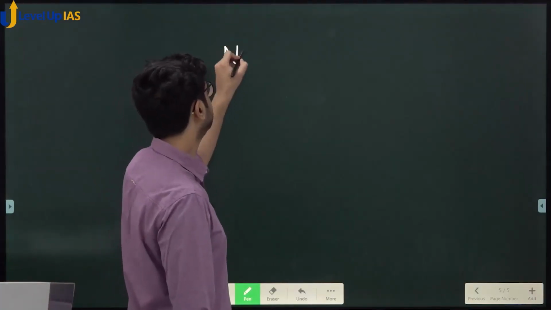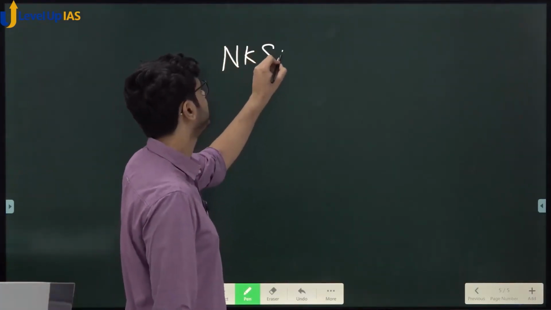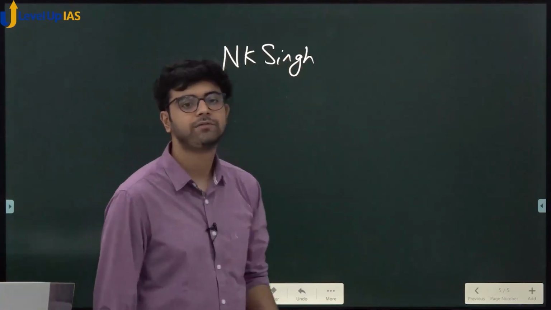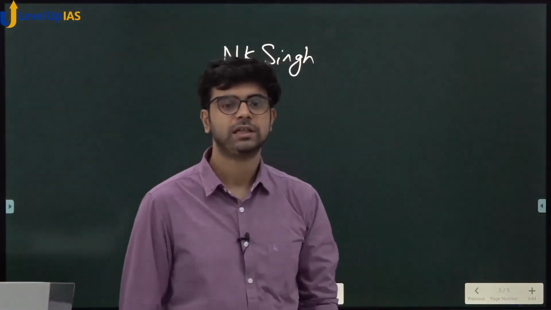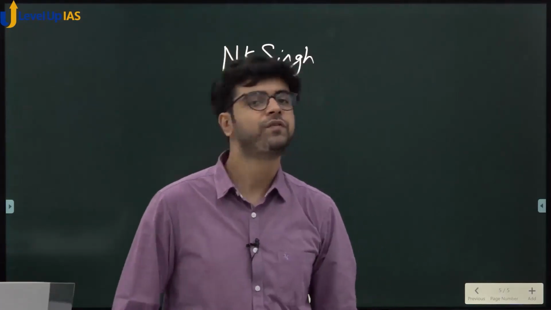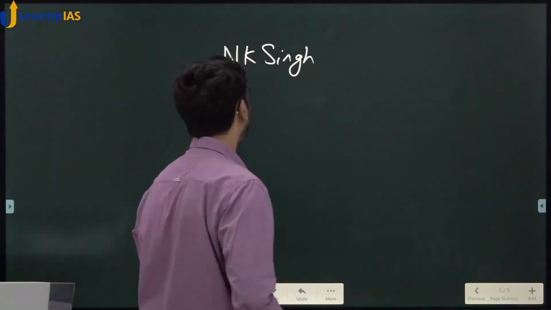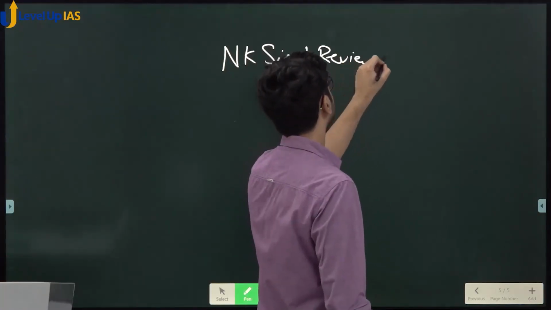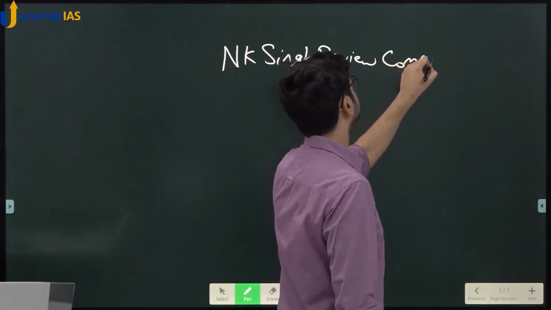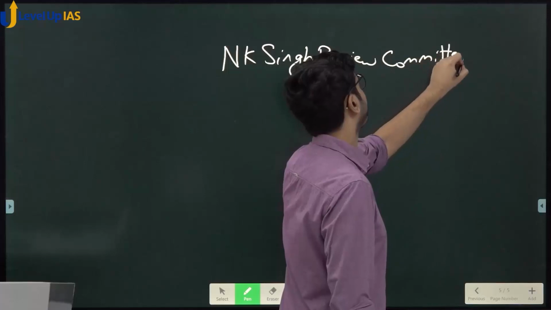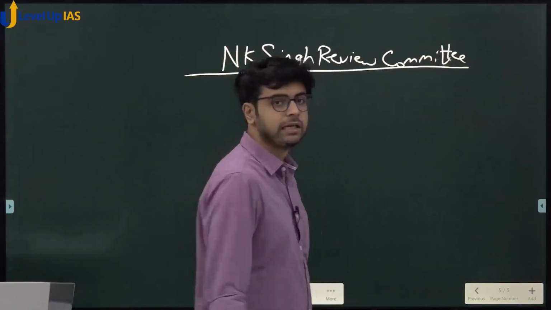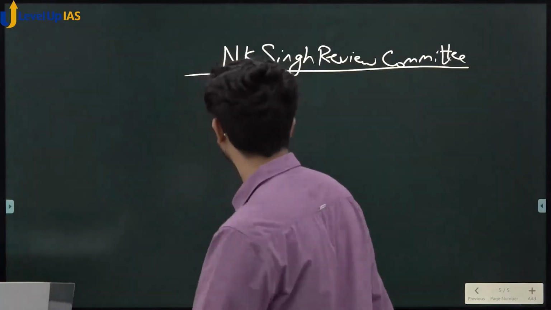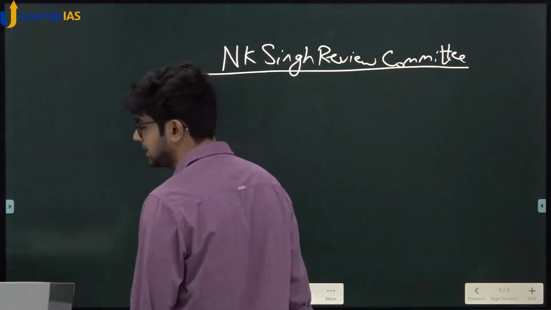The name of the committee is the N.K. Singh Review Committee. This person, N.K. Singh, is almost on all the committees when it comes to finance and economics. Okay? N.K. Singh is also the chairman of the 15th Finance Commission. So we have the N.K. Singh Review Committee. They suggested some reforms.